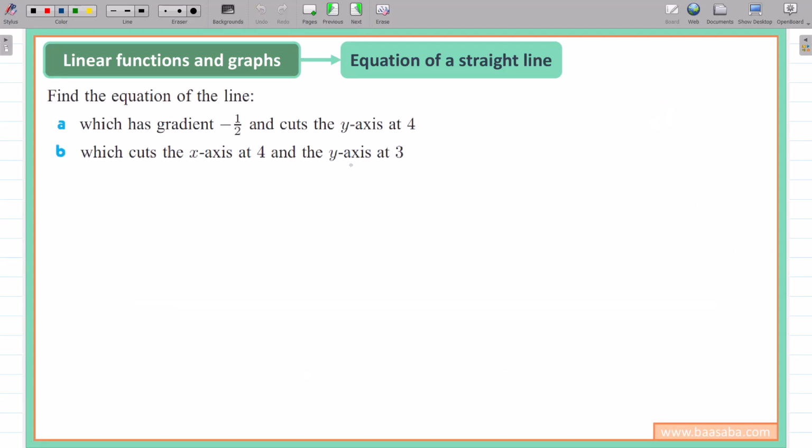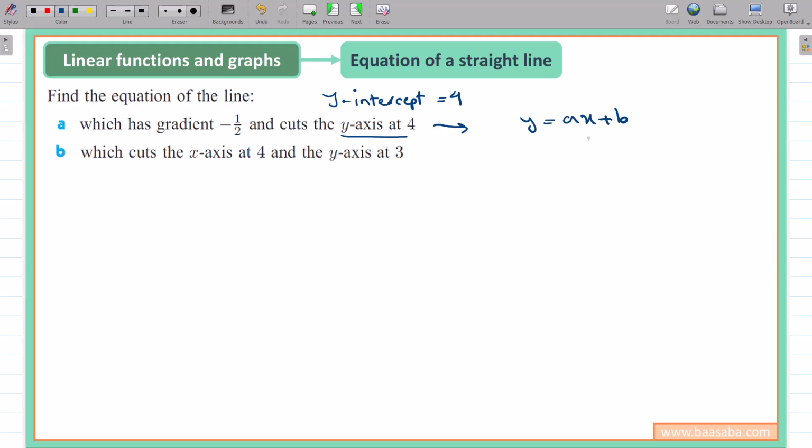Let's do some problems to understand these concepts better. Okay, here we want to find the equation of the line. For part A, it is said that the gradient is -1/2 and cuts the y-axis at 4. It means our y-intercept is 4. So we can use the first way to solve this.